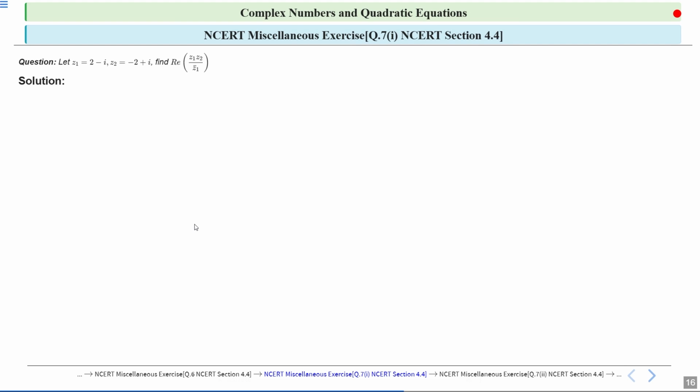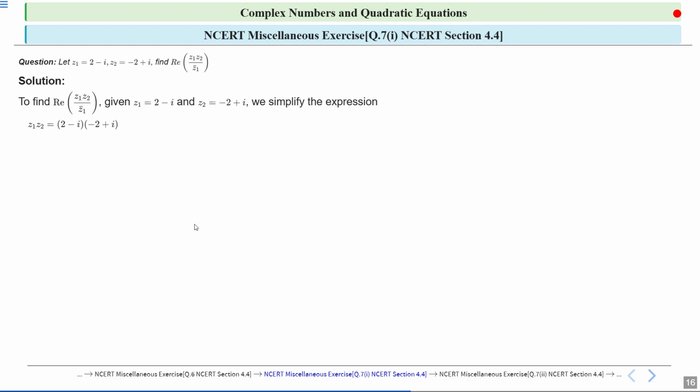So let's start the solution of this question. To start solving, let's write out what we are being asked. So we need to find the real part of z1 times z2 divided by the conjugate of z1. Okay, and we are given z1 equals 2 minus iota and z2 equals minus 2 plus iota. So we simplify the expression.